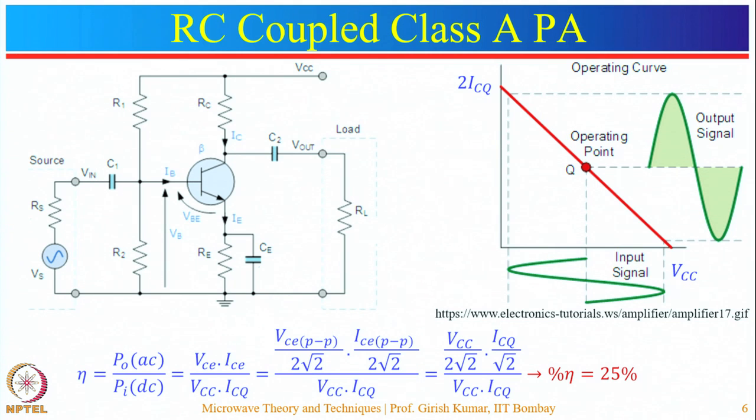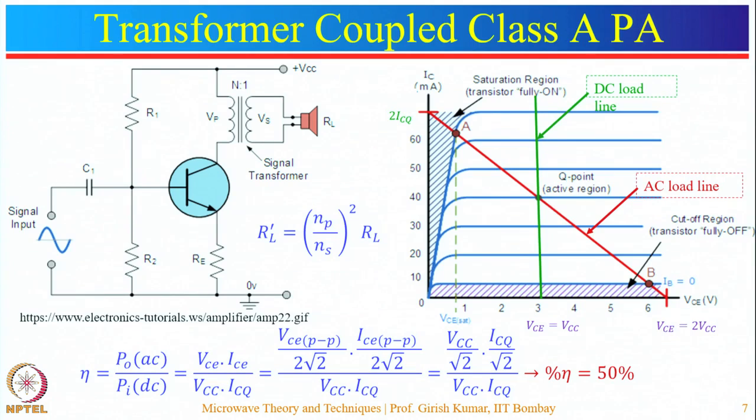This power can be saved if we replace this resistor by a transformer. So, the next type of class A amplifier is the transformer coupled class A amplifier. Here, the load resistance RC is replaced by the transformer. So, this is the transformer, the output resistance is RL. Here, the number of turns in the primary coil are NP and the number of turns in the secondary coil are NS. So, the impedance seen at the primary will be represented by this expression: RL dash equals (NP by NS) whole square into RL.